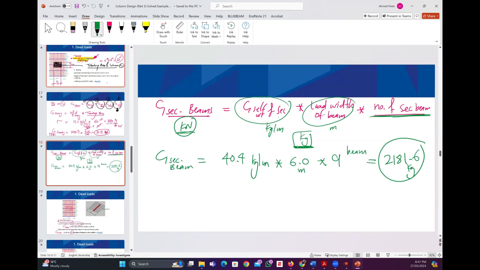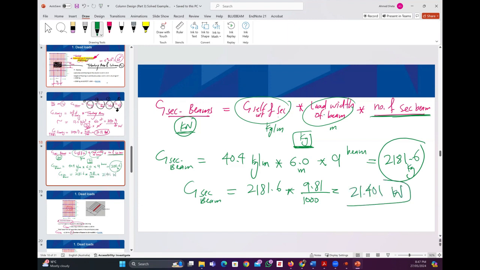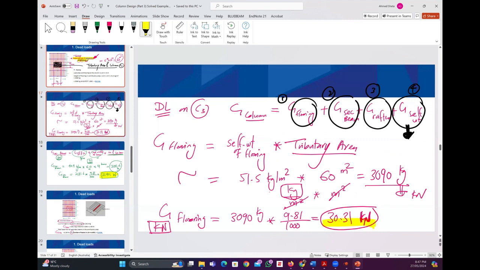So we need to convert it to kilonewton. How do we convert G secondary beam to kilonewton? Times 9.81 divided by 1,000. So this becomes 21.401 kilonewton. So this is the load of the secondary beam. This was the load of the flooring. So we have flooring and secondary beam.